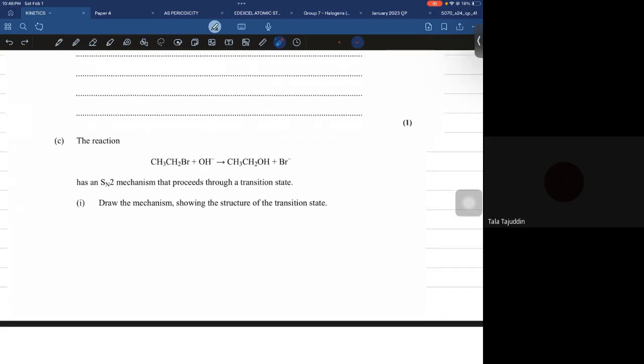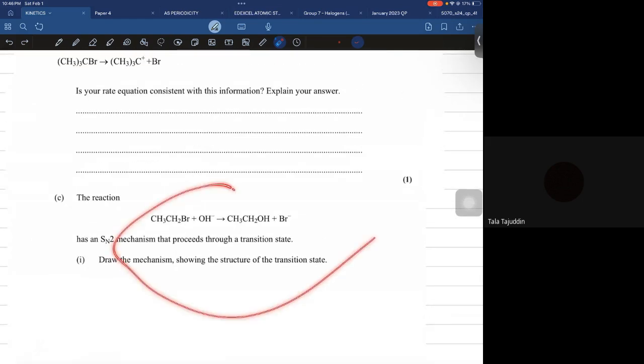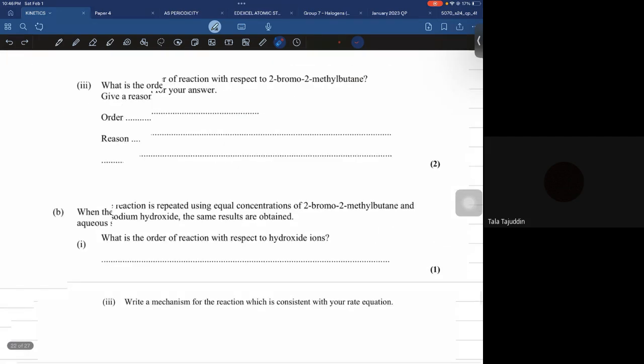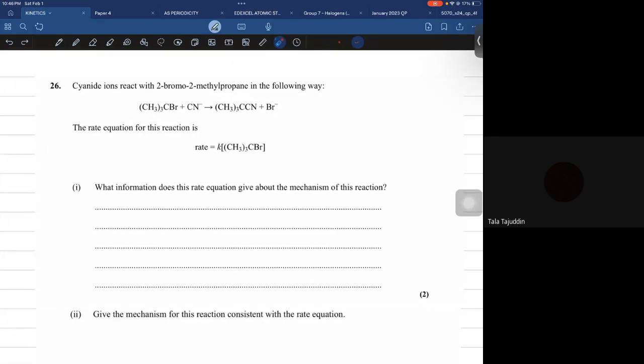They are asking for the mechanism. Can you do this? This is from the past paper. They are asking, draw the mechanism showing the structure of the transition state. This is from AS completely. This is from AS, man. I'm sending you these notes, okay? You're supposed to do this afterwards. Again, the same thing. See this? What information does this rate equation give about the mechanism of this reaction?